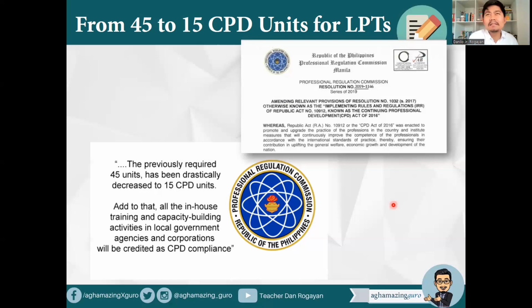nire-recognize din ng PRC yung mga mini CPD regulated or conducted by the Department of Education. Kasi, di ba, remember, in a school, meron tayong tinatawag na LAC session, LAC. That means Learning Action Cell Session. And these are mini CPD in the school, and they can actually use that later on to present, no, certificates out of these LAC sessions to PRC at nakikredit.